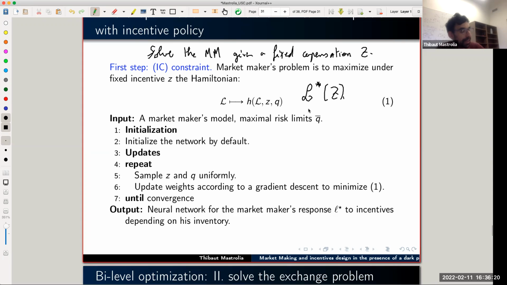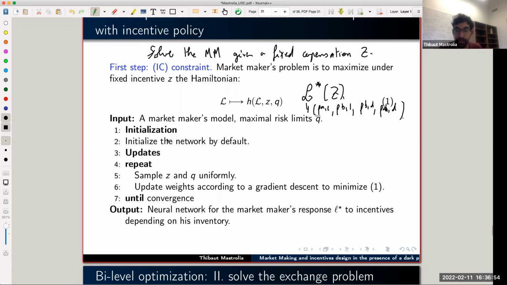Well, remember that L is a 4-dimensional vector for all the quantities of the lit and the dark pool. So to do it, because we consider a very big grid, we cannot compute it directly. We have no way to compute this optimizer directly. We will use a neural network.